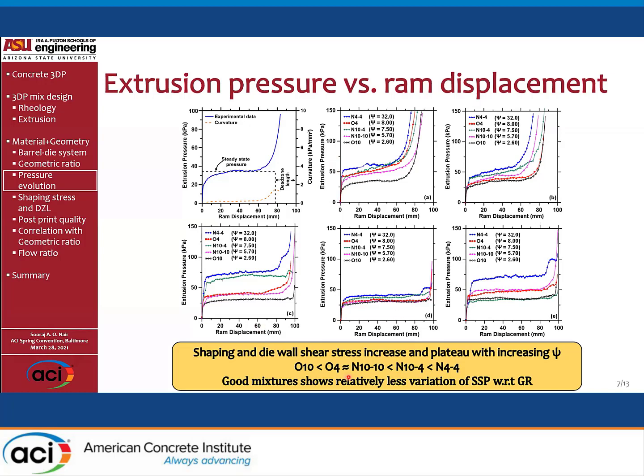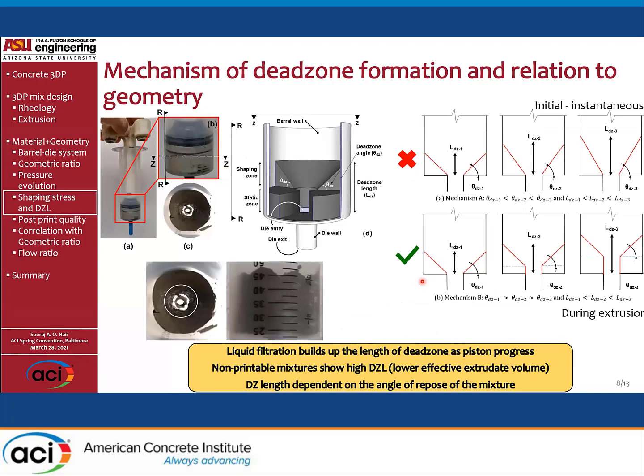So the good mixtures give an invariable response to the changing geometry. For instance, this is the limestone and the microsilica induced mix, which pretty much doesn't show any variation with respect to changing geometric ratio. We'll discuss it a little bit more in detail later.